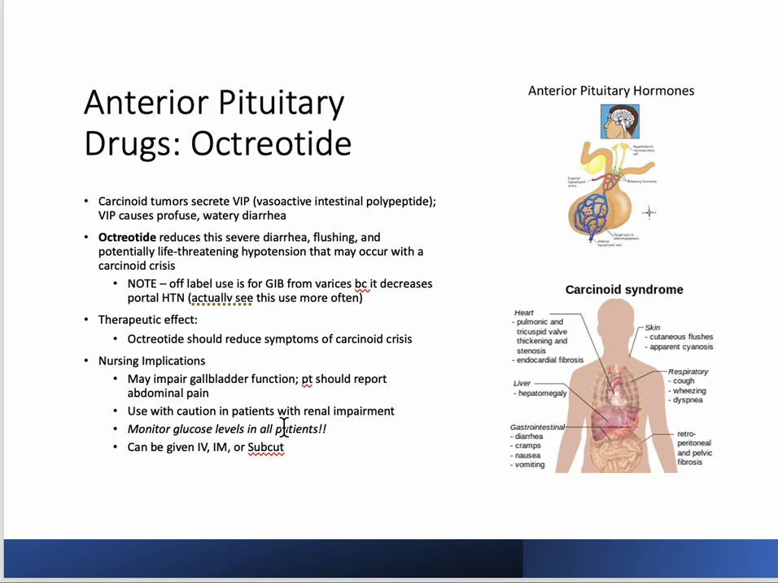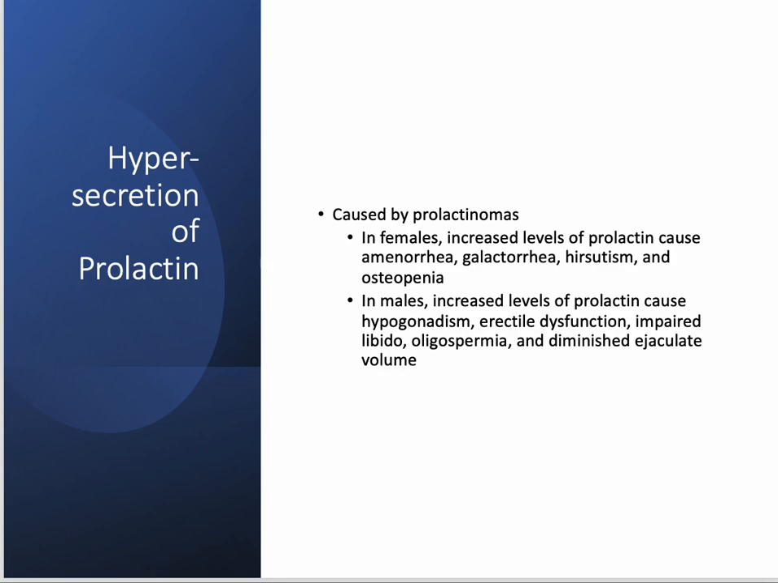Now, more often, you are going to see octreotide used for GI bleeds from esophageal varices because it does decrease portal hypertension. Remember, that's the pressure of your portal system in your liver, your blood vessels in your liver. And that pressure in your liver is what makes the varicose veins, that's what esophageal varices are, varicose veins in your esophagus. And that portal hypertension is what pushes that pressure inside those veins. And so we give them octreotide, it decreases that pressure, which means they're going to bleed less. So you will actually probably see octreotide given for a GI bleed more often than you're going to see it given for carcinoid syndrome.